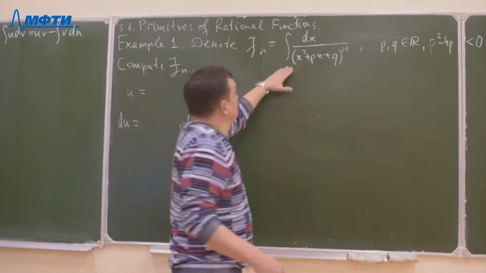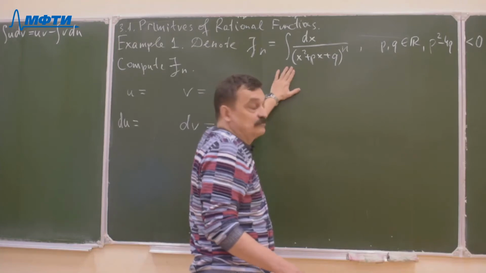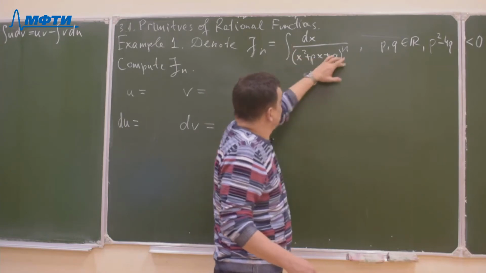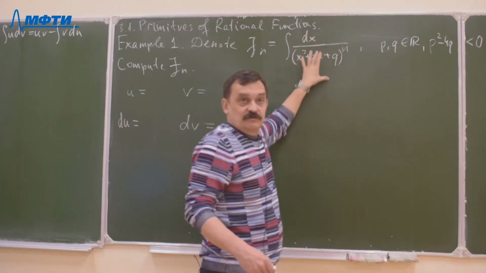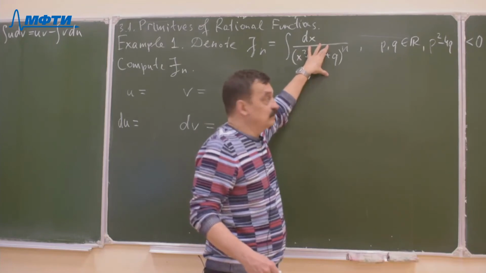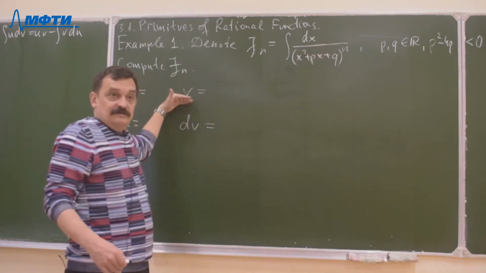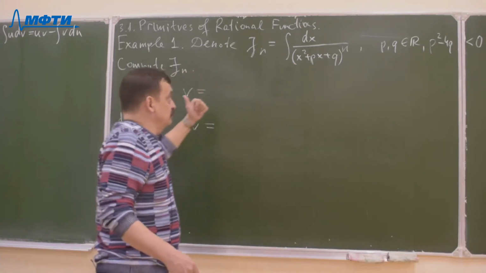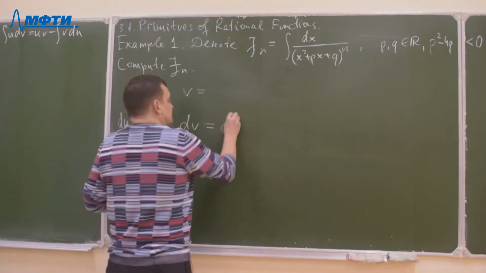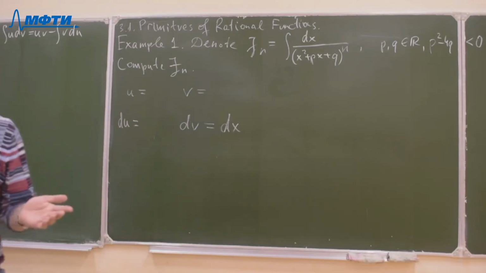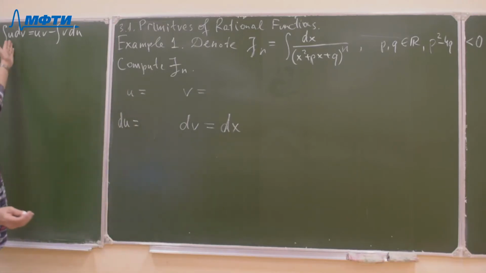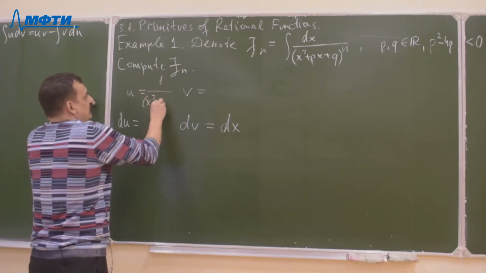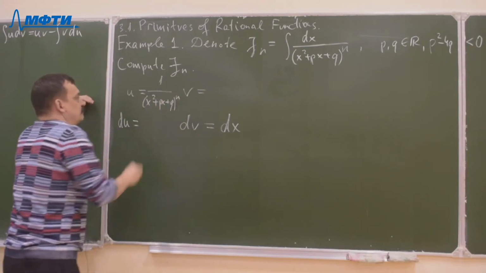So, what can we choose as dv? Obviously, if you try to insert this polynomial into dv, then it will be very complicated to find v. In fact, it's an equivalent problem to finding the integral. So, the only choice is dv equals dx. And then what is u? No other possibilities except for 1 over (x squared plus px plus q) to the power n.